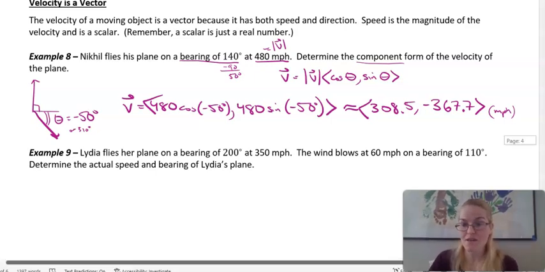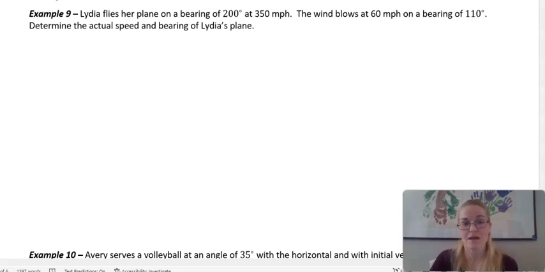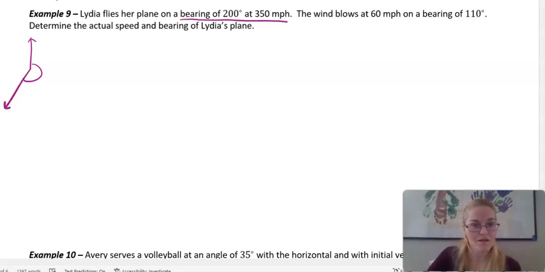Example 9, let's do another velocity problem. Lydia flies her plane on a bearing of 200 degrees at 350 miles per hour. So let's sketch that real fast. A bearing of 200 degrees. Again, bearing and direction angles are different. So there's 180 and then another, well, 180 plus 20 more would be 200. So if that's 200 degrees, I could say this little reference angle here is 20 degrees.